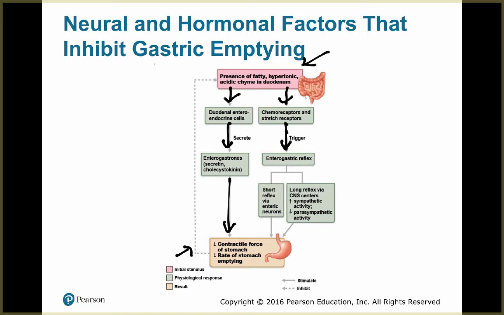Those chemoreceptors and stretch receptors will trigger the enterogastric reflex. The short reflex goes through the enteric nerve, so this is the gut brain. The long reflex is through the central nervous system, will increase sympathetic, decrease parasympathetic, and basically will cause the reduction in contractile force.